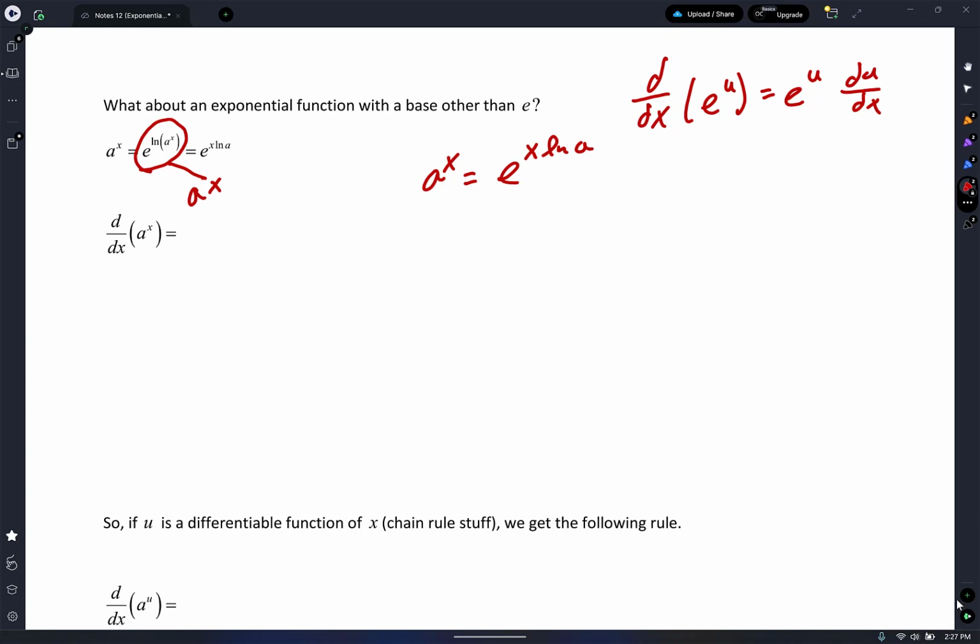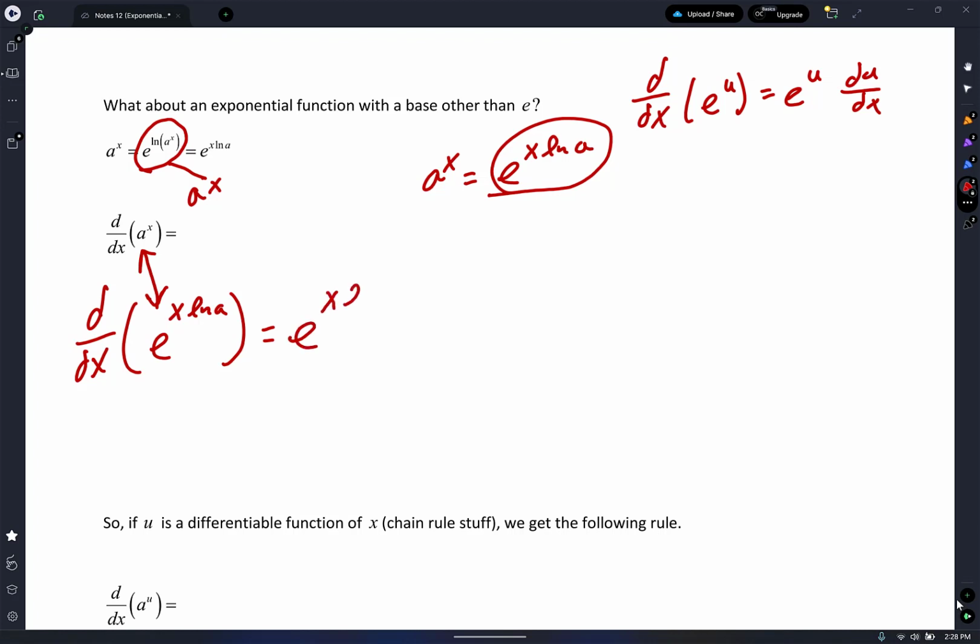Are we okay? All right, so I'm taking the derivative of a to the x. Well, a to the x is like this. So I'm going to write d dx of e to the x ln of a, because we know how to take the derivative of e to the x. This is the same as that, by the way. So here we go. The derivative of e to anything is itself, e to the x ln of a. Am I done?